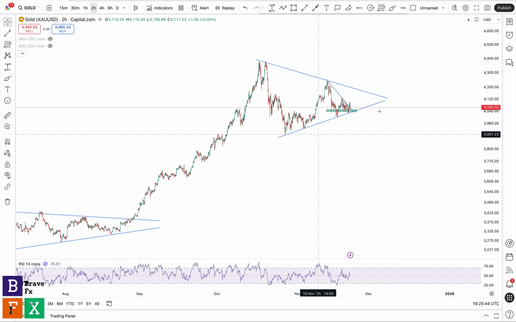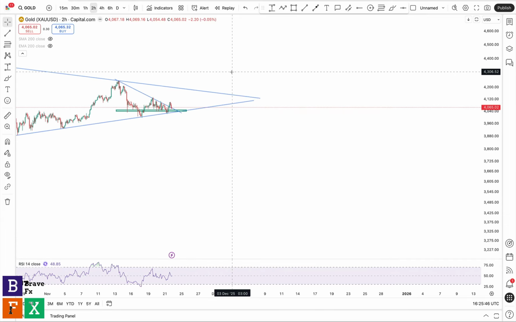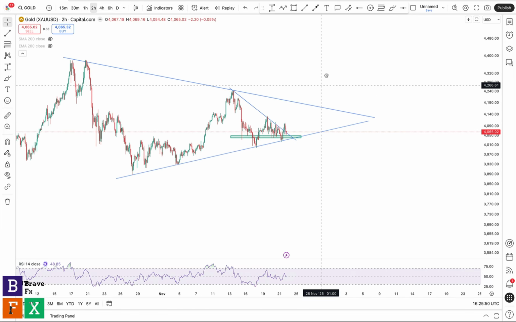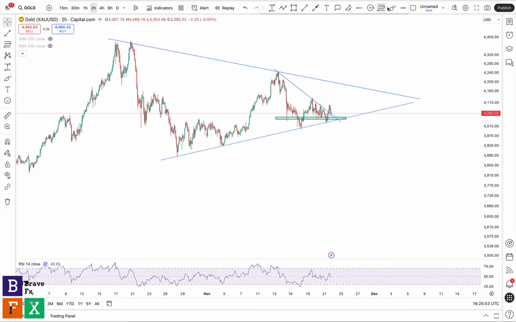So what I'm watching out for right now is a move to the upside, to the upper bounds of the symmetrical triangle, right? So I'm watching out for a move like this, something like this up into this resistance level with a possible consolidation and a bullish move to the upside.